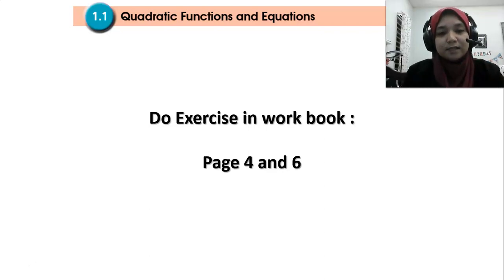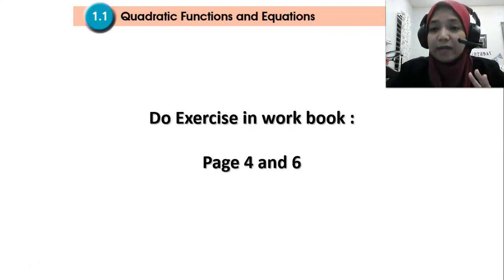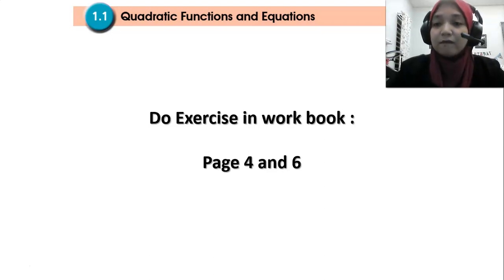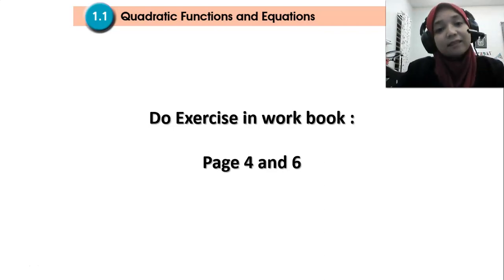So dah habis dah untuk subtopik kita berkaitan dengan position graph macam mana bila different value of A, different value of B, different value of C, then macam mana nak guna quadratic equation dalam situasi yang ada. So untuk bagi awak lebih faham lagi, please do exercise in workbook page 4 dan 6 dan hantar macam biasa. Cuma kali ni tulis nama awak pada PDF tu.